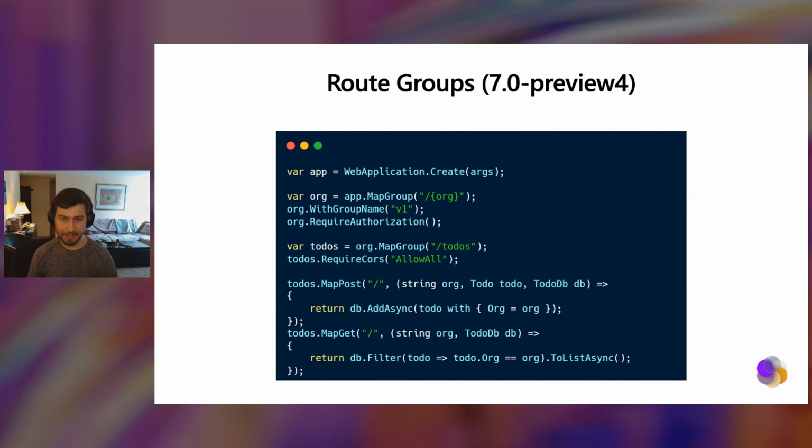So one thing you'll notice is the string org parameter that is at the beginning of each of these MapPost and MapGet route handlers. That org comes from the outer group, so we know which organization you belong to. In real life, you do validation to make sure the user's really supposed to be in the org they say they are and that kind of thing. But this is now available to you on the route.